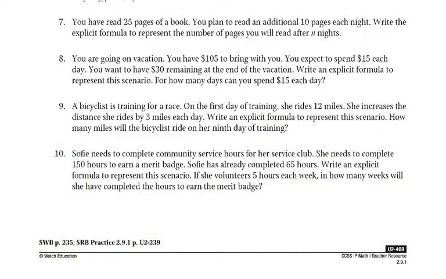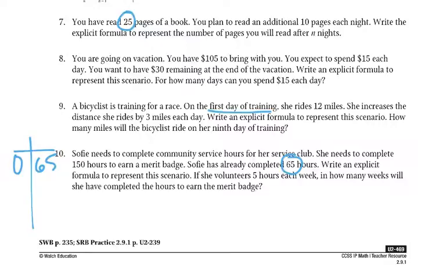Sophie needs to complete community service hours for her service club. She needs to complete 150 hours to earn a merit badge. Sophie has already completed 65 hours. Write an explicit formula to represent this scenario. If she volunteers 5 hours each week, in how many weeks will she have completed the hours to earn the merit badge? So in this one, I would probably call 65 my 0 term, because it doesn't say like the first day. Okay, it says she's already done. So honestly, we could have put that as the 0 term as well, but it works.